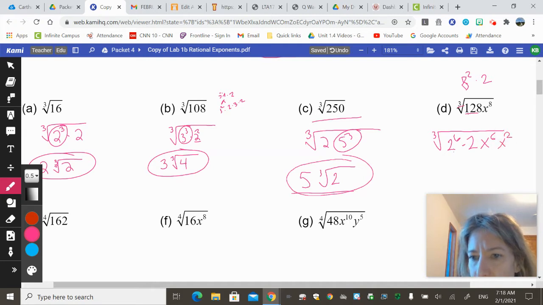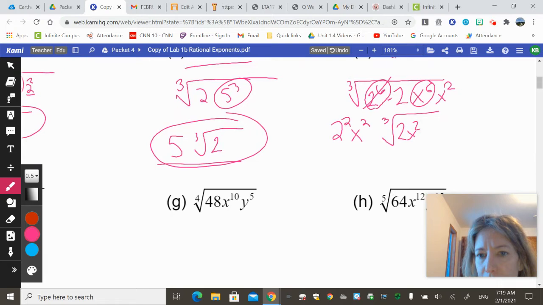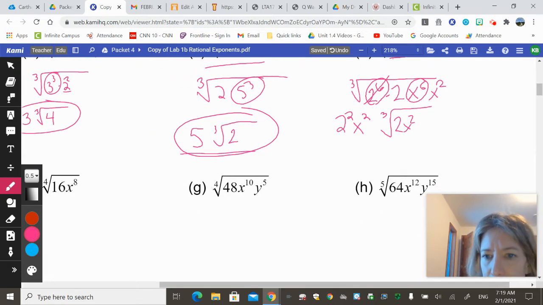All right, so now basically I'm taking 2 groups of 3 out. So I would take 2 squared out here, or 4. I'll rewrite that in a minute. So that's going to come out as a 2 squared. This is going to come out as an x squared because there's 2 groups of 3 within that. And then I have the cubed root of 2x squared left. So I'm not going to leave it like that. I'm going to write it out as 4x squared times the cube root of 2x squared. All right.